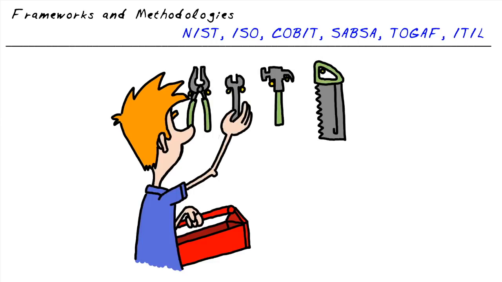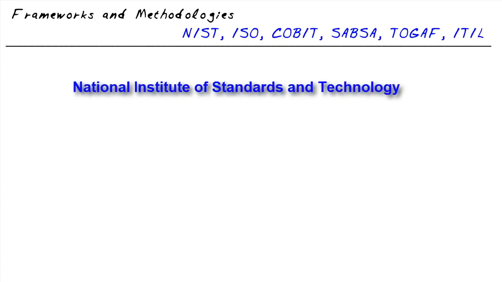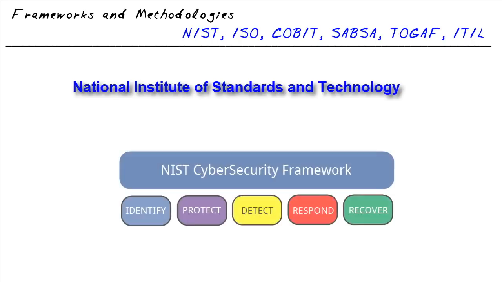And in no particular order, the first one I'd like to chat with you about is NIST, the National Institute of Standards and Technology. It's from the U.S. Department of Commerce. And as part of the framework, there's five cybersecurity functions that are subdivided into various sub-functions. And the five main categories are identify, protect, detect, respond, and recover.